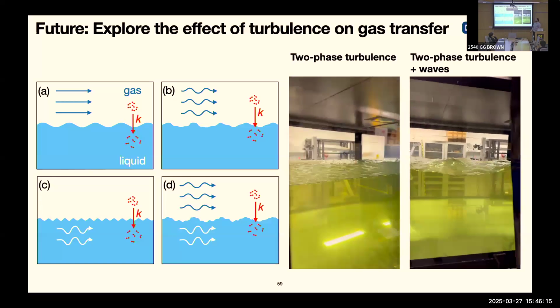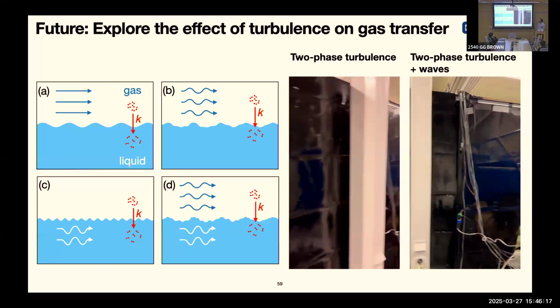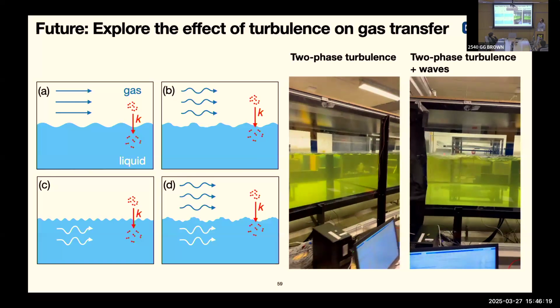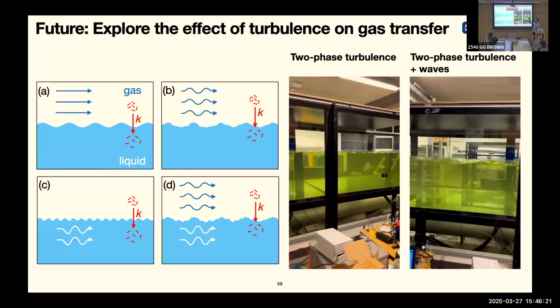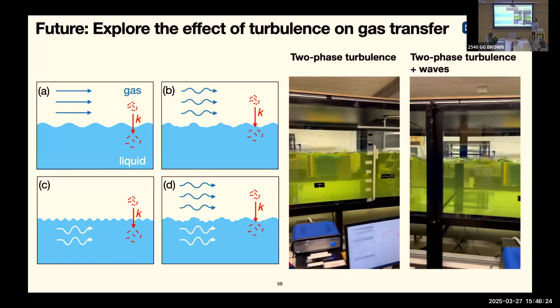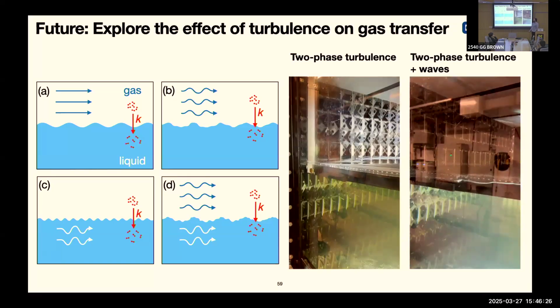And these are just two videos showing you the flow as we propagate downstream. One way we can simulate worse sea conditions is we also have a wave maker in the facility. So that's the difference between these two videos. That is just wind-generated waves. This is with wave makers.